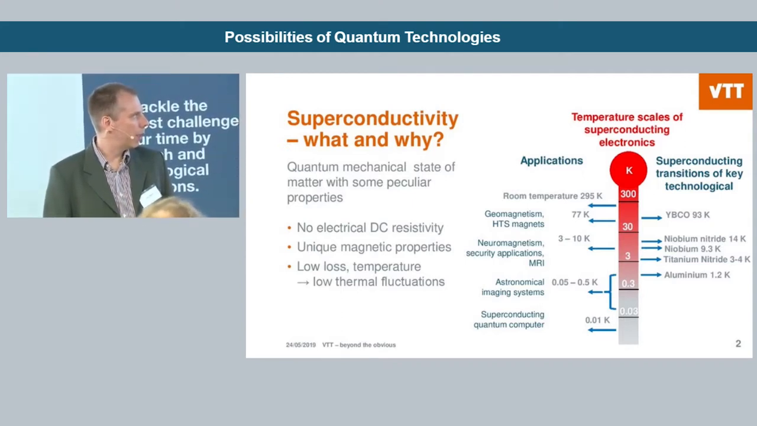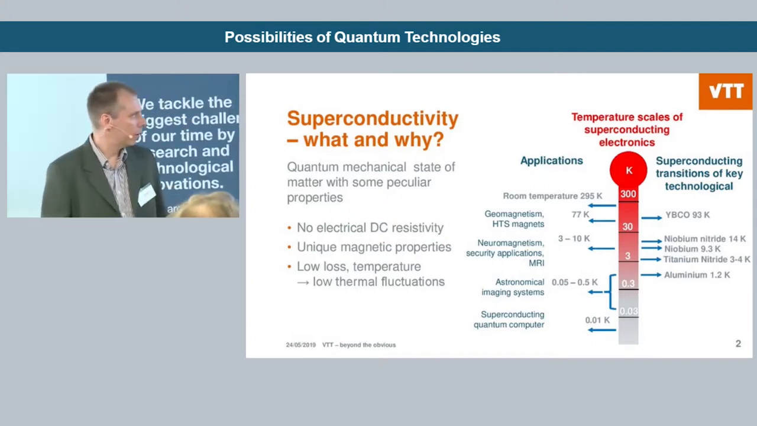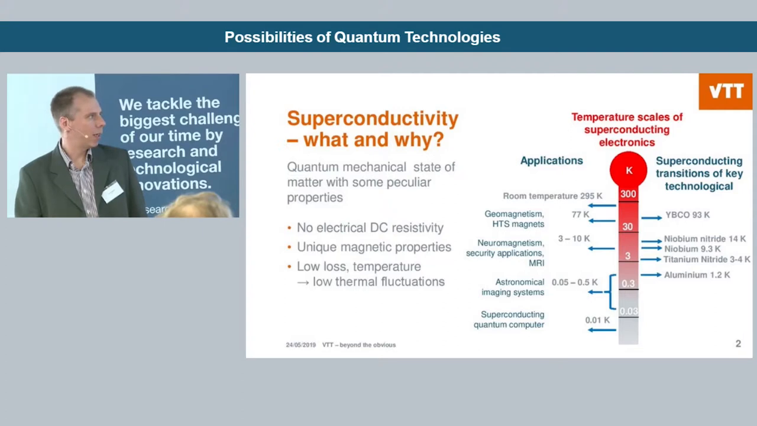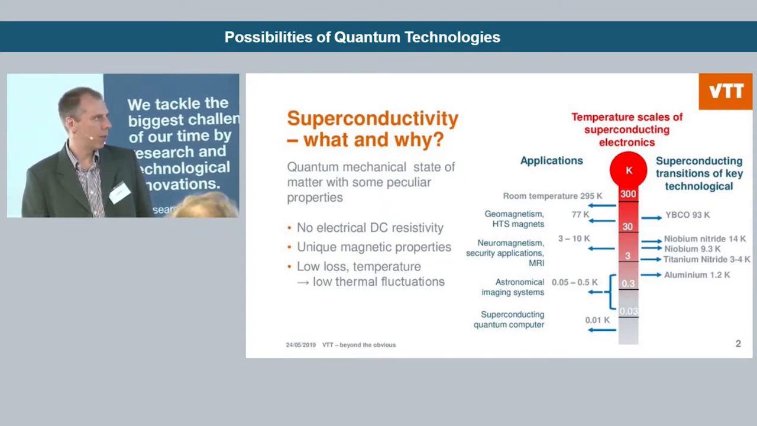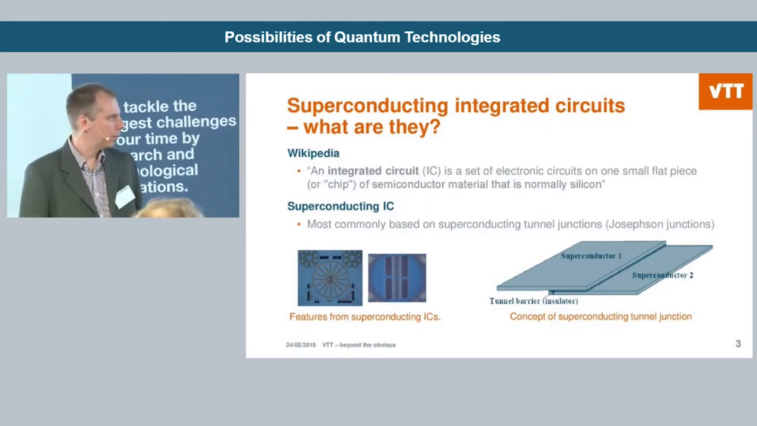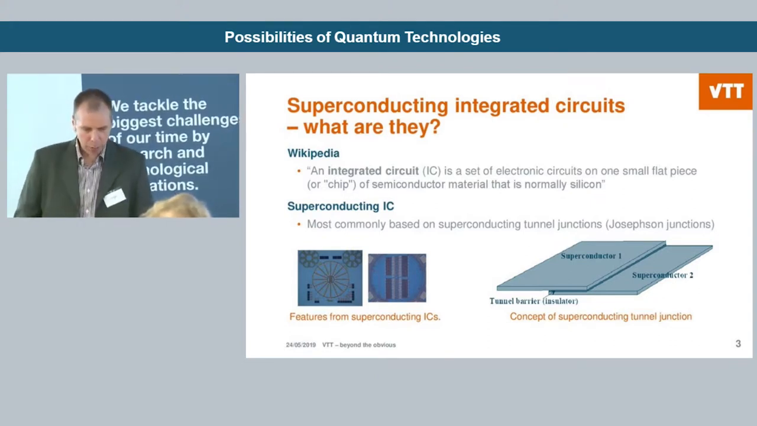We have neuromagnetics, some security screening applications, and then magnetic resonance imaging, which is the most common but maybe a bit boring, because it's just magnets that are cooled down, so it only uses the zero resistivity and not the more experimental properties. Then David also mentioned this imaging system. Astronomical imaging typically works at sub-Kelvin temperatures, maybe in the ballpark of 50 millikelvin to 500 millikelvin. And then, of course, the superconducting quantum computer, where you want to go as low as possible to keep these quantum states alive.